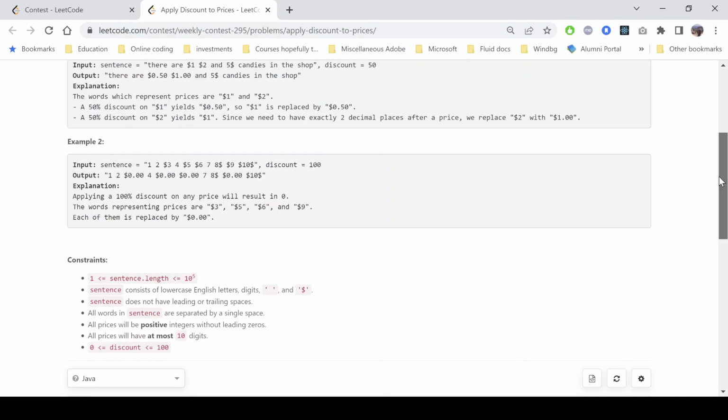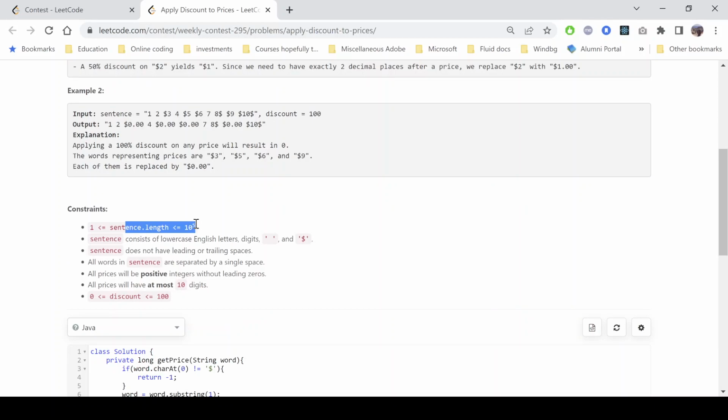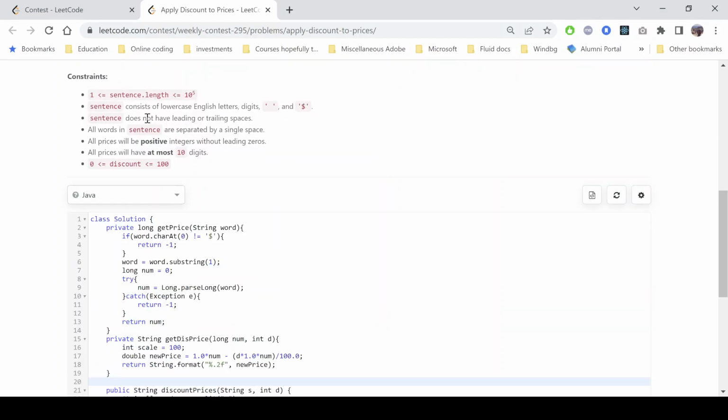Now, if we come to the constraint, then the sentence length can go up to 10 raised to the power 5. Again, it can contain lowercase English letters, digits, space, and a dollar. A sentence does not have leading or trailing spaces. And yeah, all prices will be positive and all. So yeah, a number of constraints here.